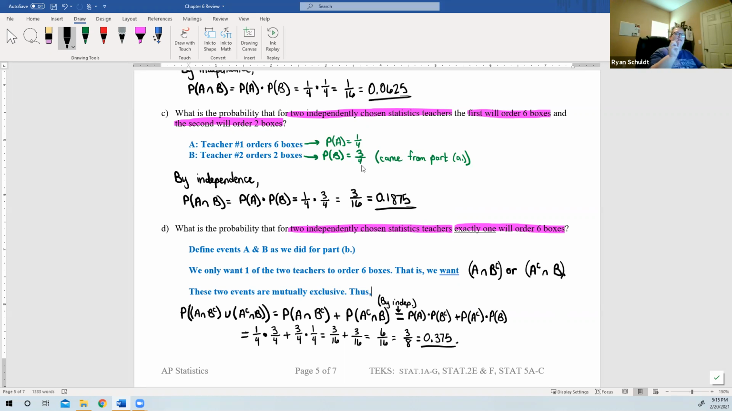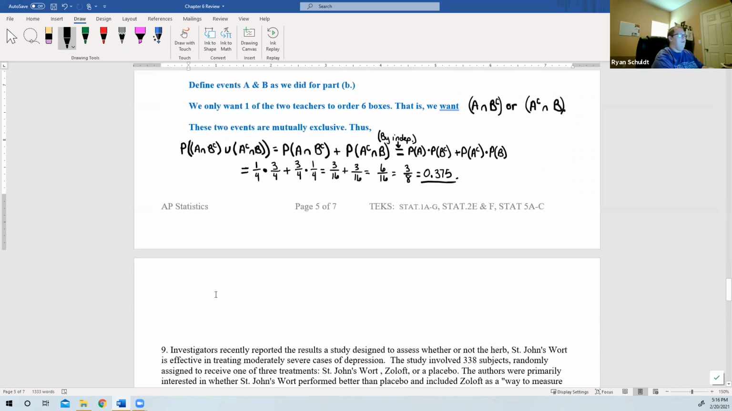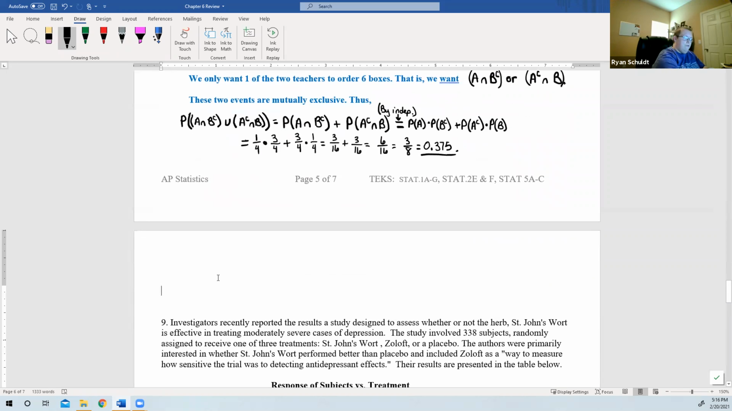So this one took a little bit more thought. This would probably be a good candidate for a free response AP question, where you have to actually think before you act. Don't just jump into it and go. Think about it. Think about it. Think about it. Okay, go now. Okay, so that's question 8. Now let's get to 9.